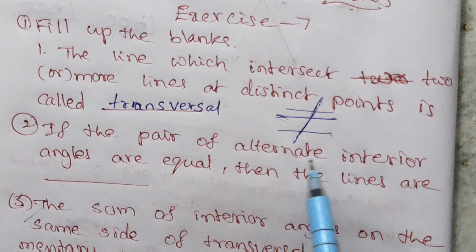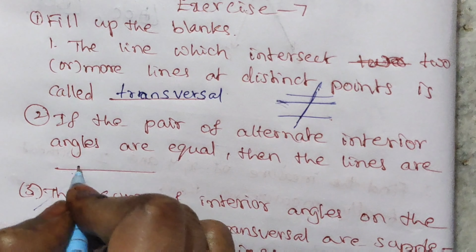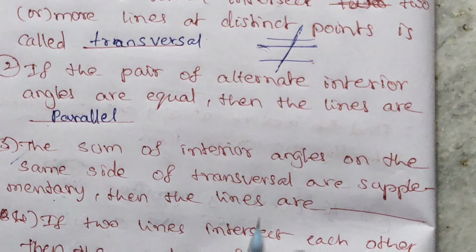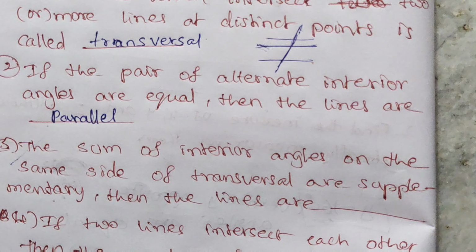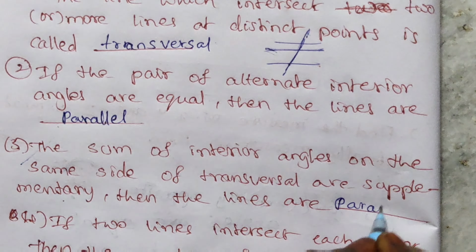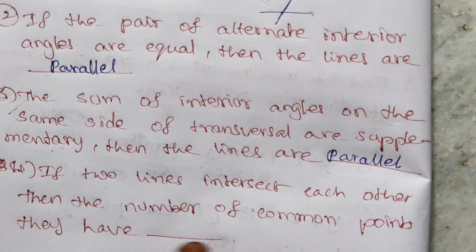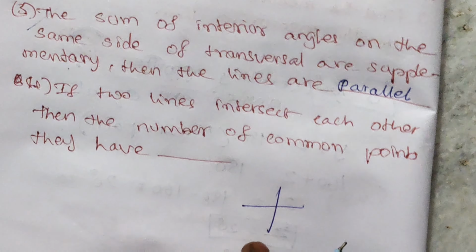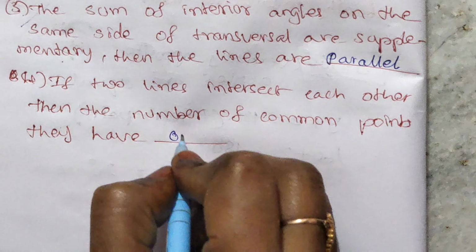If a pair of alternate interior angles are equal, then the lines are parallel. If the sum of interior angles on the same side of a transversal is supplementary, then the lines are parallel. If two lines intersect each other, then the number of common points they have is 1.